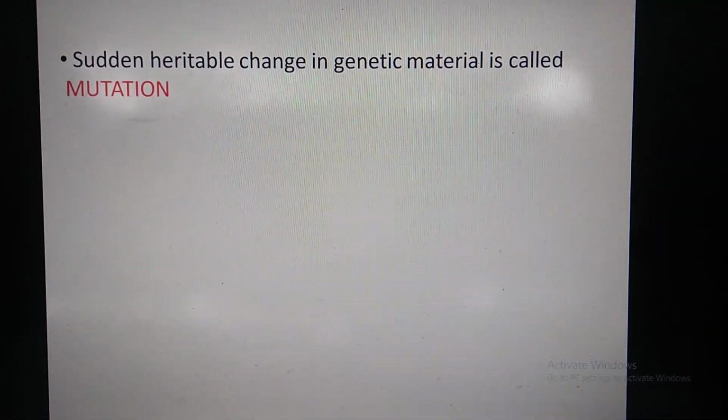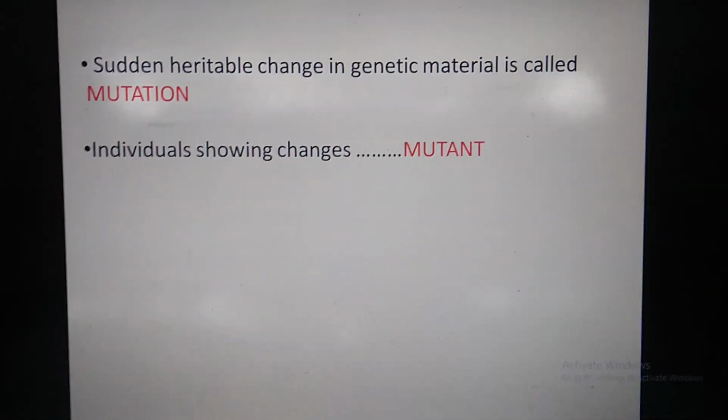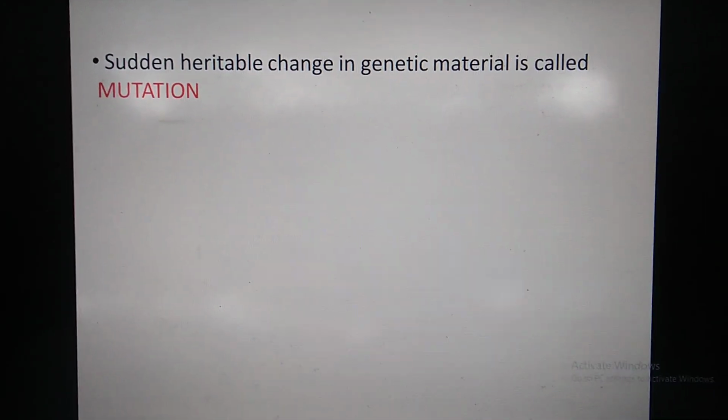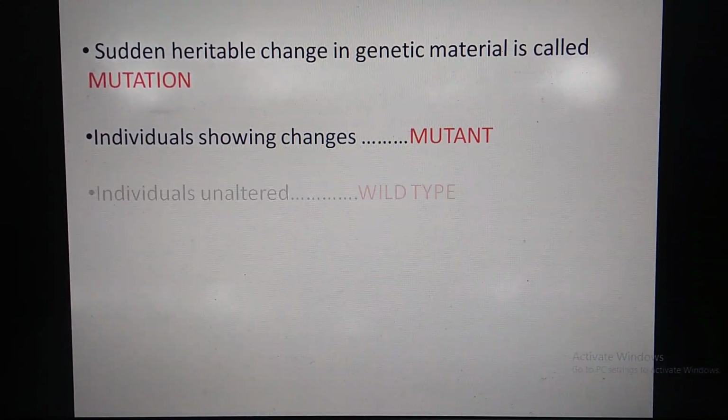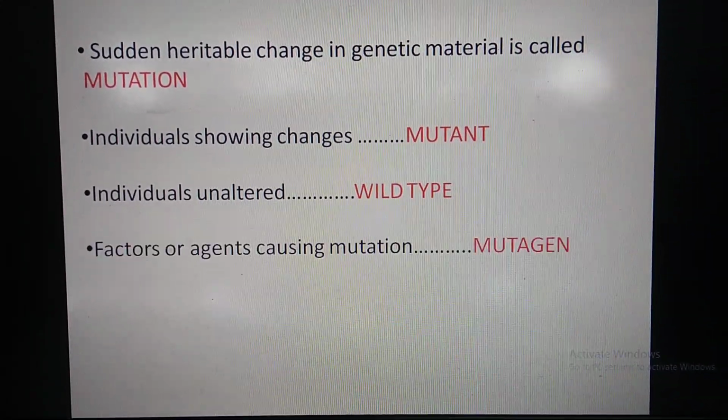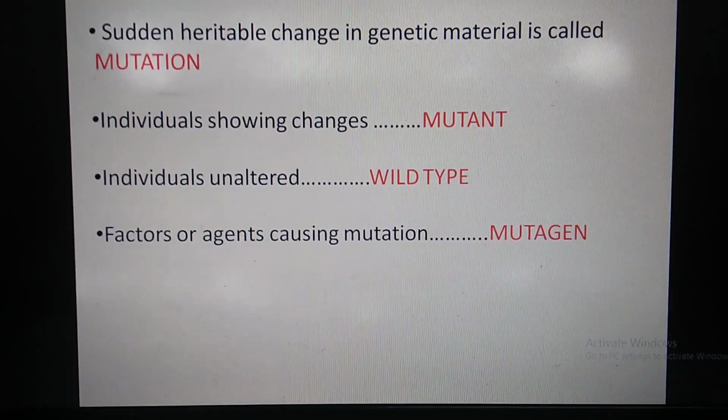So, what is a mutation? Mutation is the sudden heritable change in genetic material. This is called mutation. So, mutation is sudden and mutation is heritable.